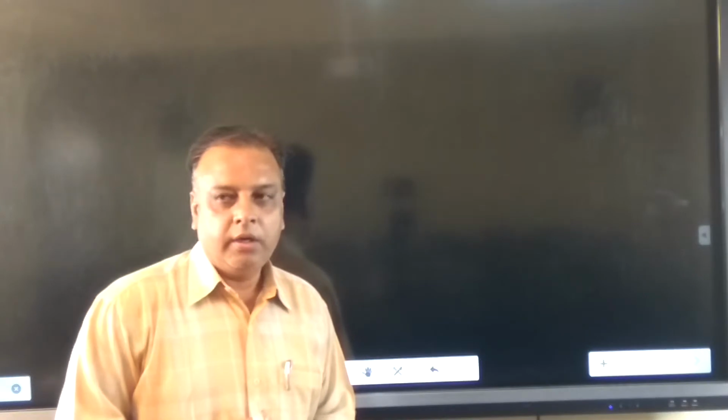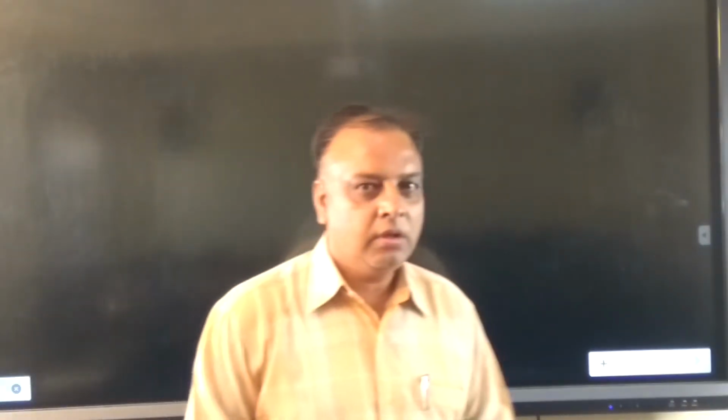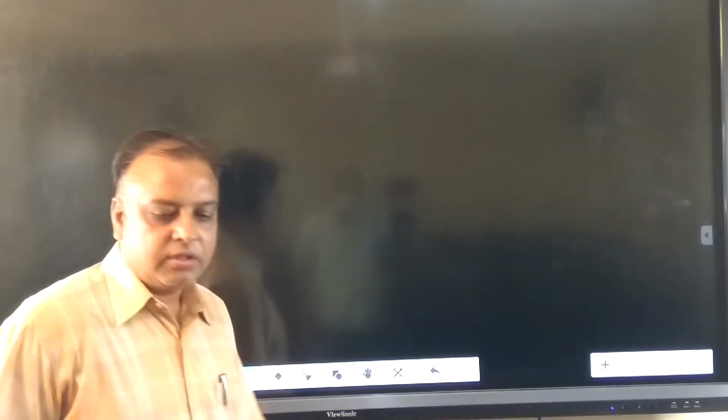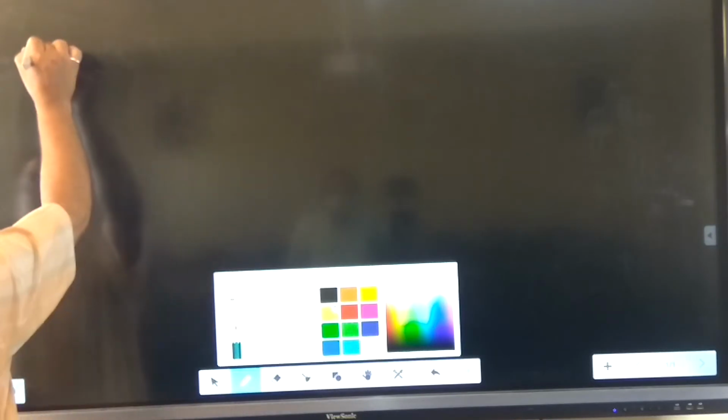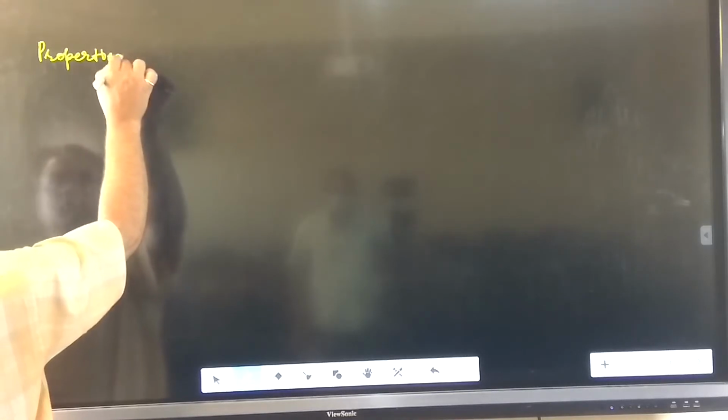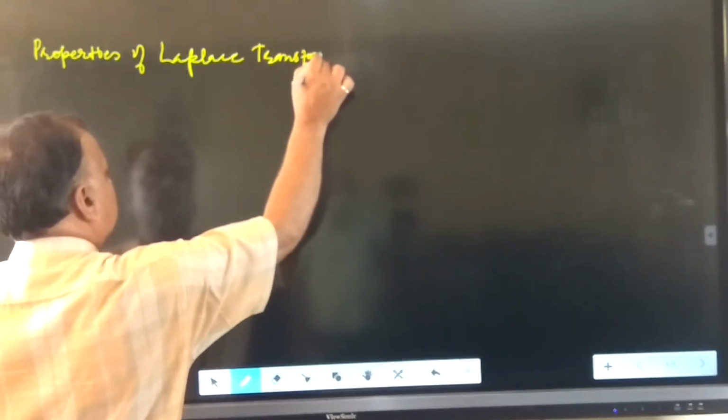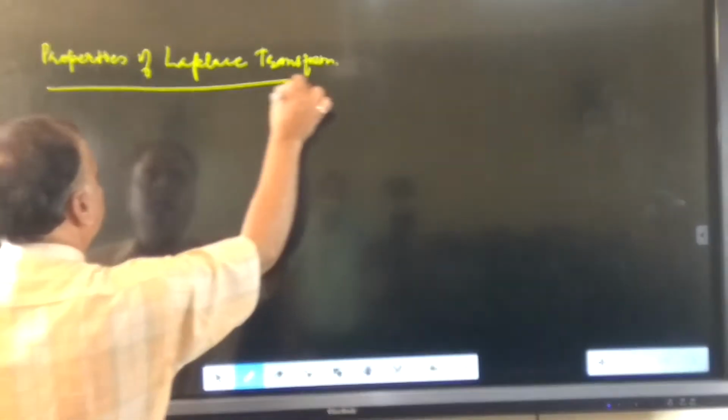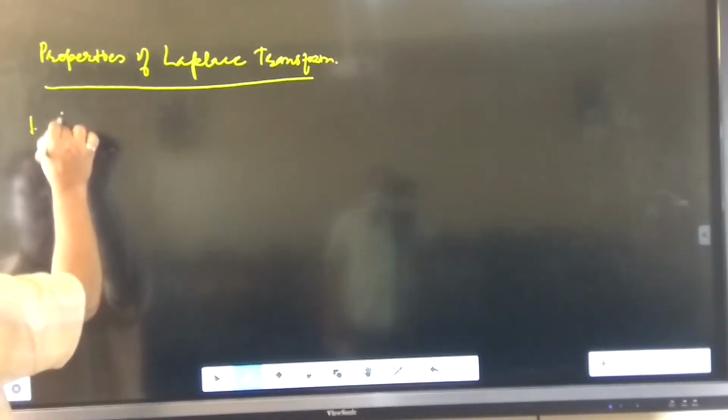In earlier classes, we have discussed the definitions of Laplace transformations and the Laplace transformations of various functions. Today we discuss the various properties of the Laplace transformations. Some properties of Laplace transform are: the first property of Laplace transformation is the linearity property.